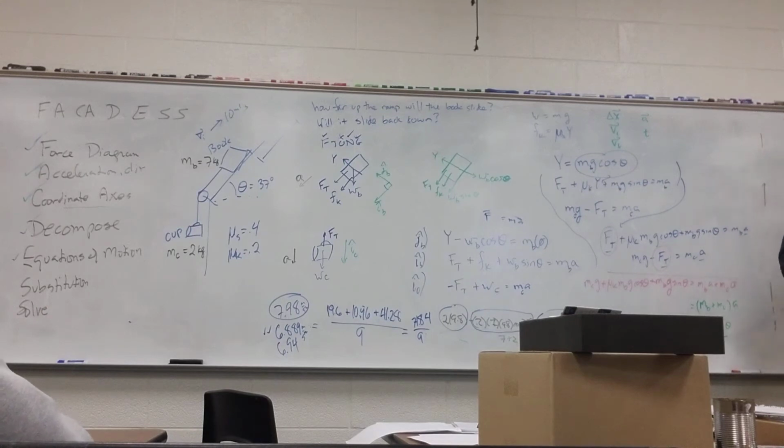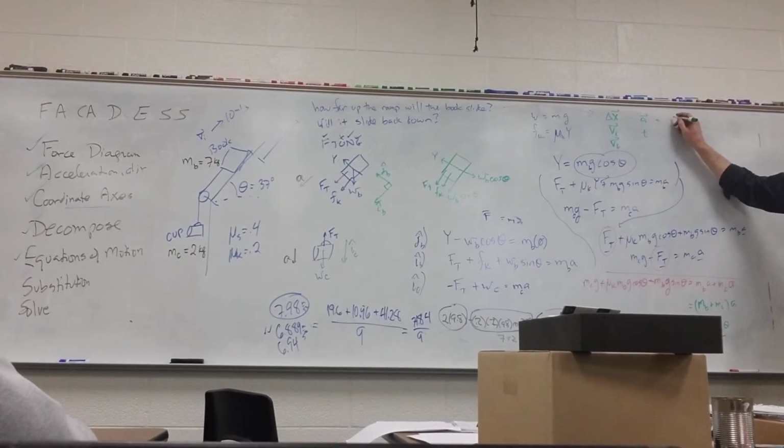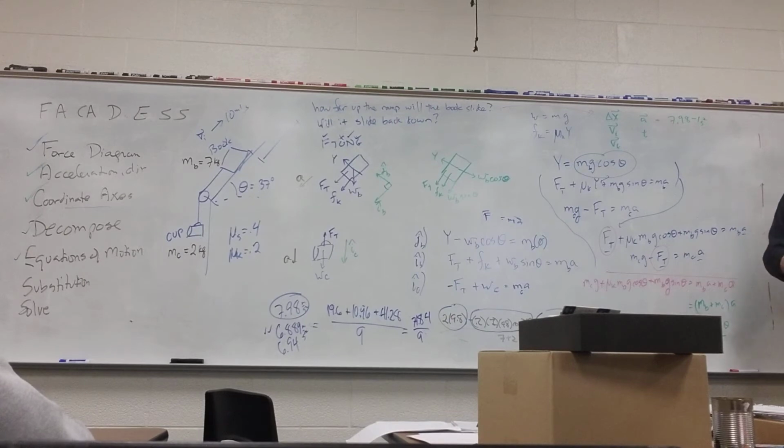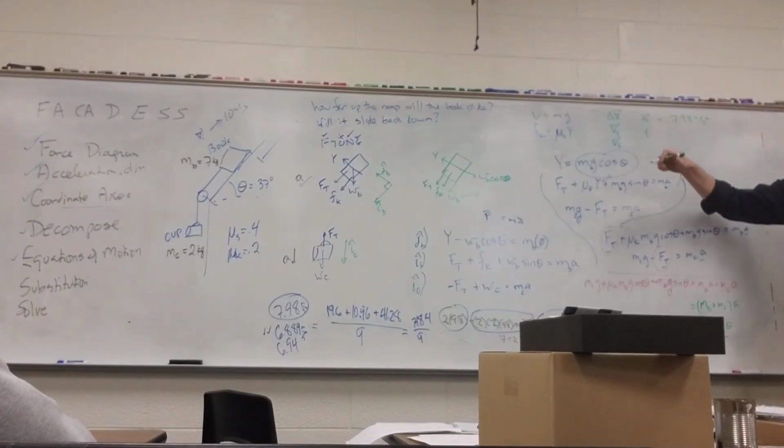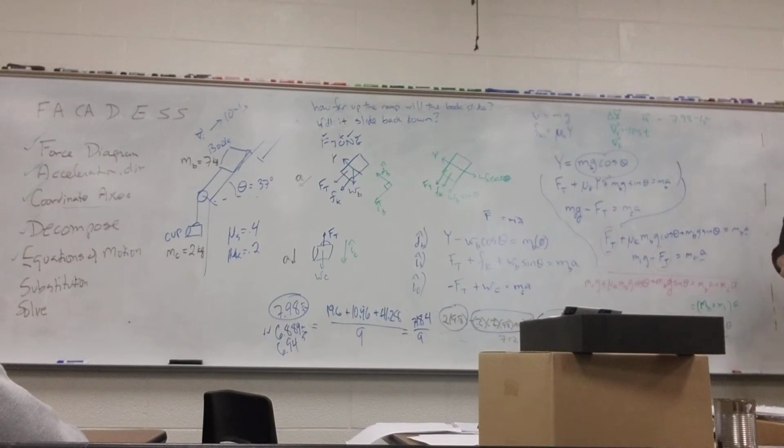We know 3 of them. Which of the 3 do we know? All right, that's what we just solved: 7.98 meters per second squared. Initial velocity is 10 meters per second. Negative 10, yes, that is critical. We said down the ramp was positive, so the initial velocity is negative 10 meters per second.